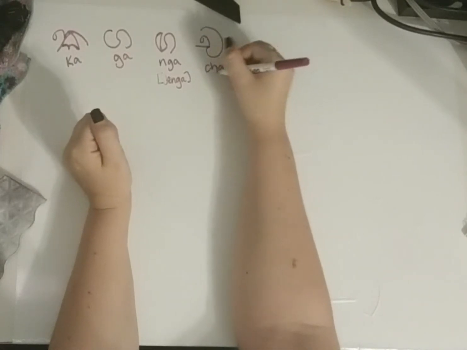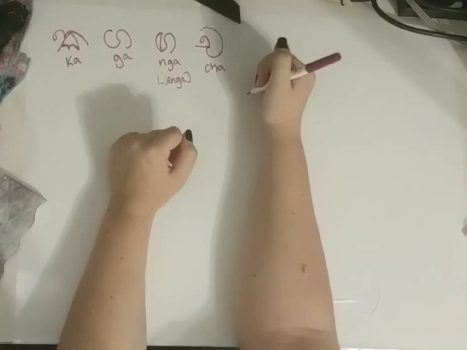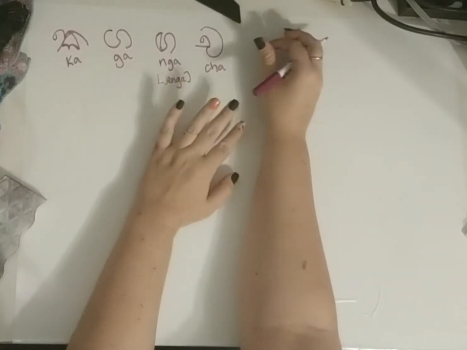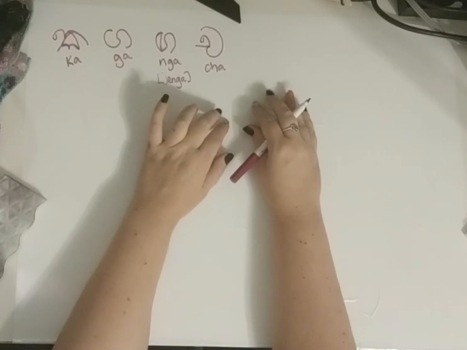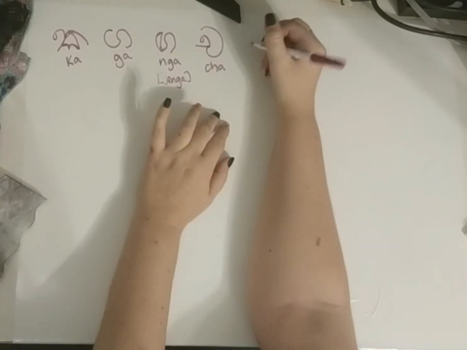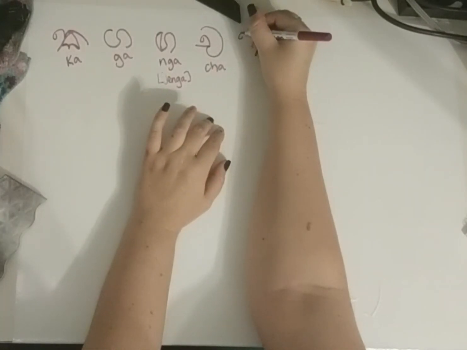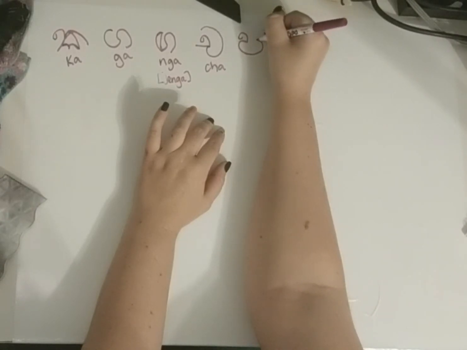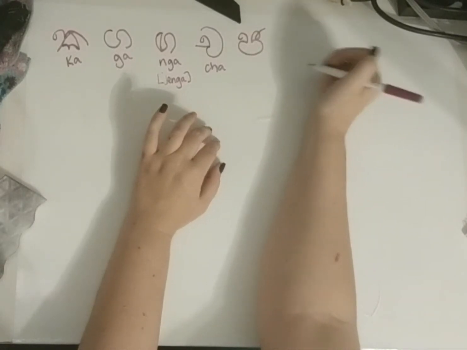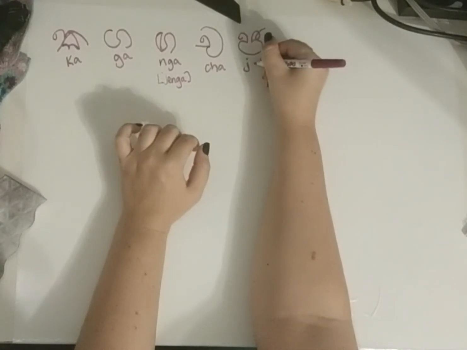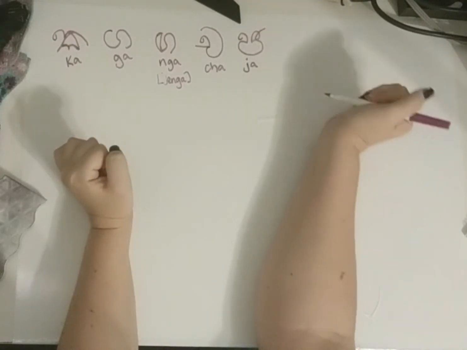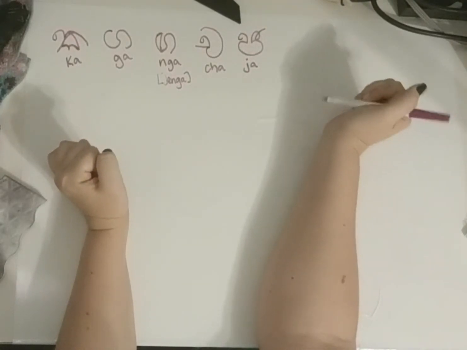Cha. Just cha. Like the cha-cha. Ooh, I like this next one. I like the shape of this one because they look like little frogs. Check this out. Isn't it cute? This is ja, just like letter J sound, ja. This looks like a little frog.